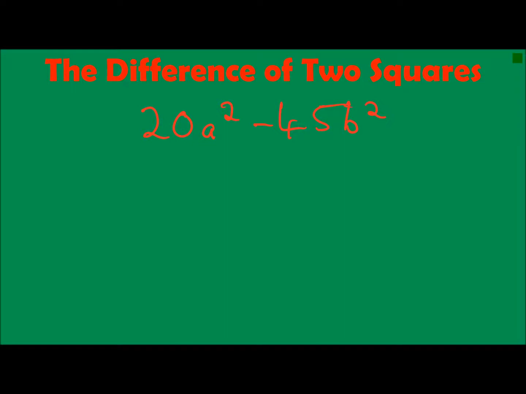Okay, slightly harder one. Difference, gotcha. Squares, gotcha, and two of them, gotcha. The only thing is, this one and this one don't have square roots. What by what gives you 20? Not a whole number. So actually you have to do a little bit of simplification here first. We can look at 20 and 45, which are the main numbers we have in this case. 5 will go into both. So let's divide 5 into both. 20 divided by 5 leaves 4. And minus 45b squared divided by 5 will give us 9b squared with a minus.